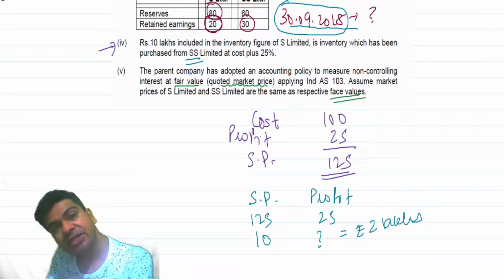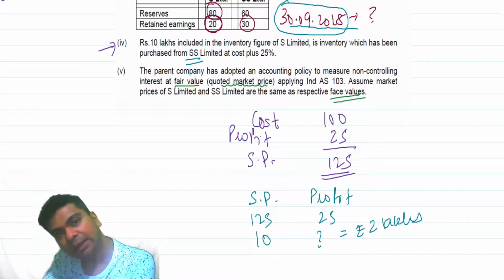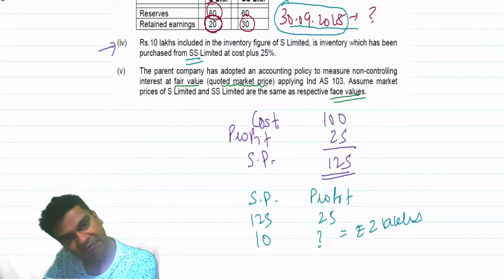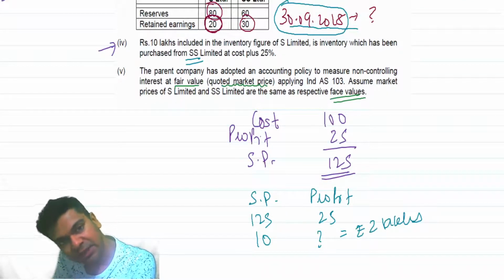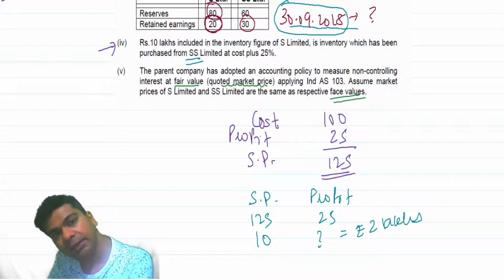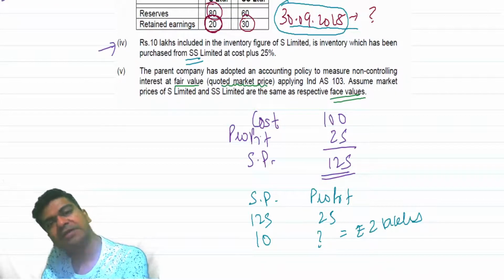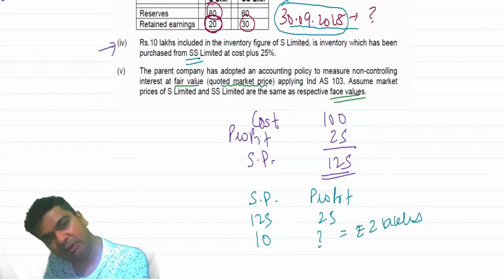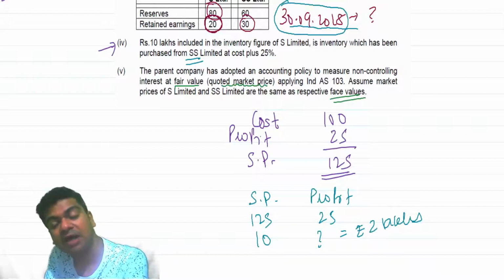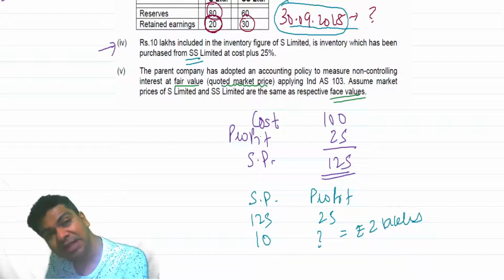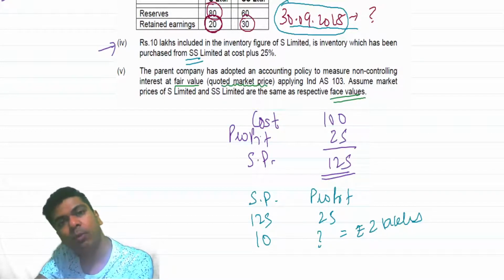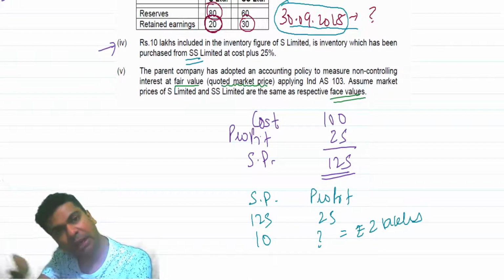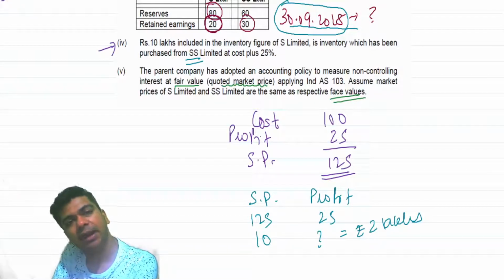If this transaction has occurred towards the end of the year, then maybe there is not sufficient time left for you to consume or sell the goods to a third party. And that is the reason the goods are still lying in the inventory. For example, if you have done this transaction in the last week of March, then there is not sufficient time left for S Limited to dispose of these goods, to sell these goods to a third party, and hence it has remained in the stock.